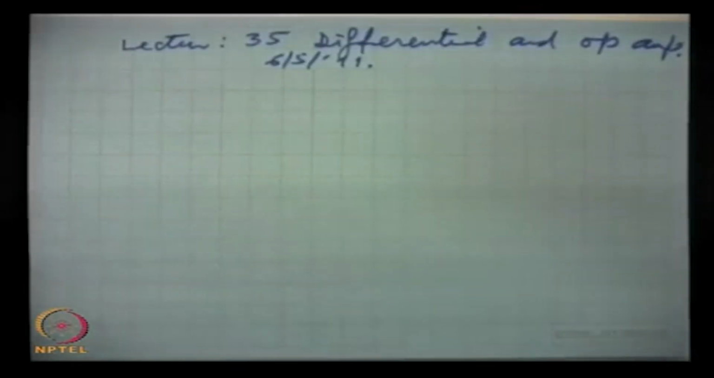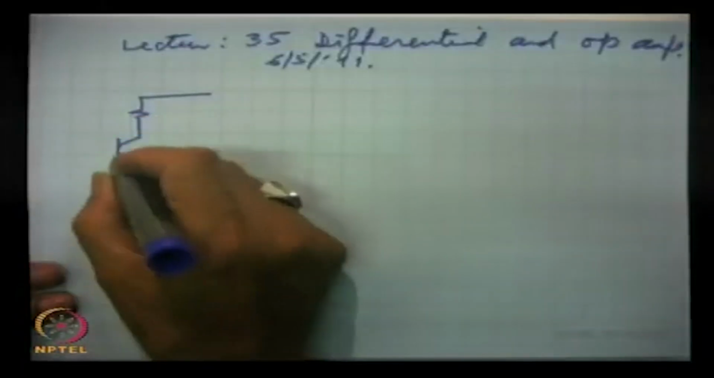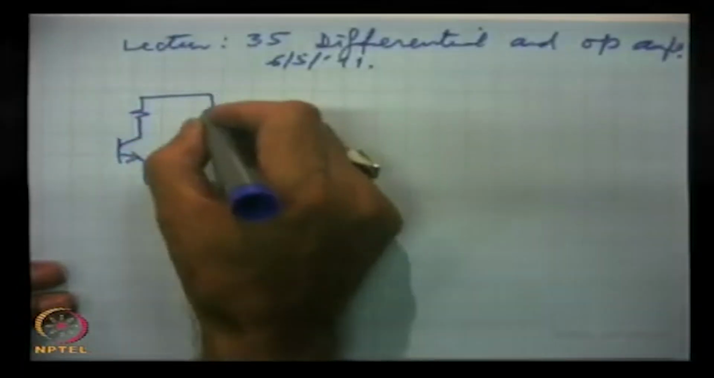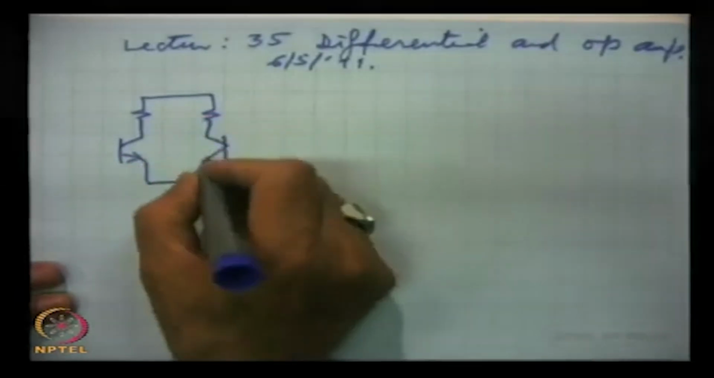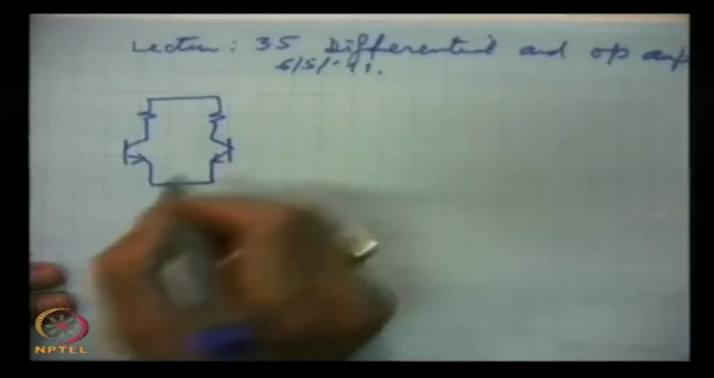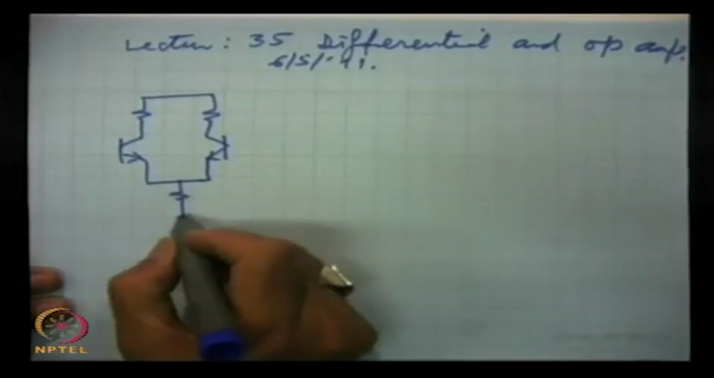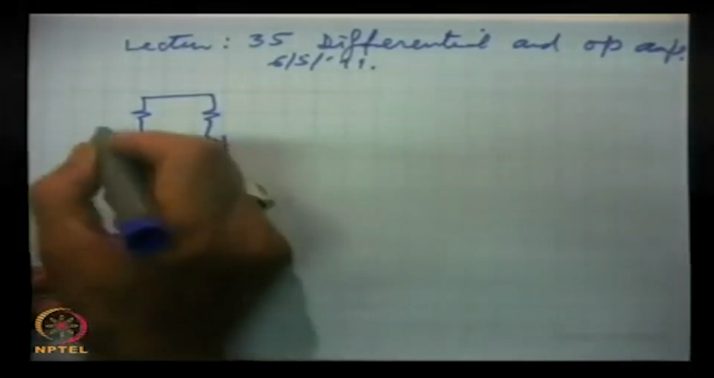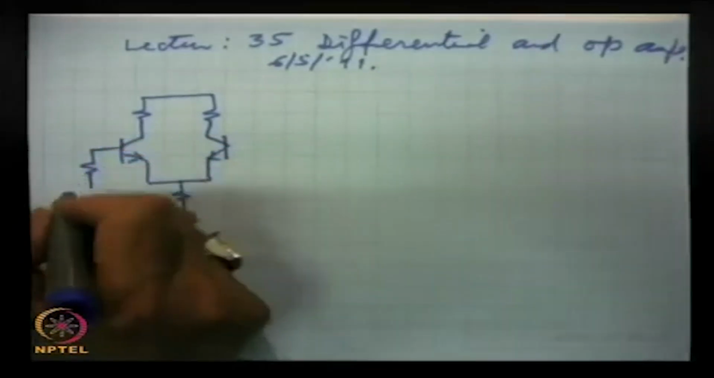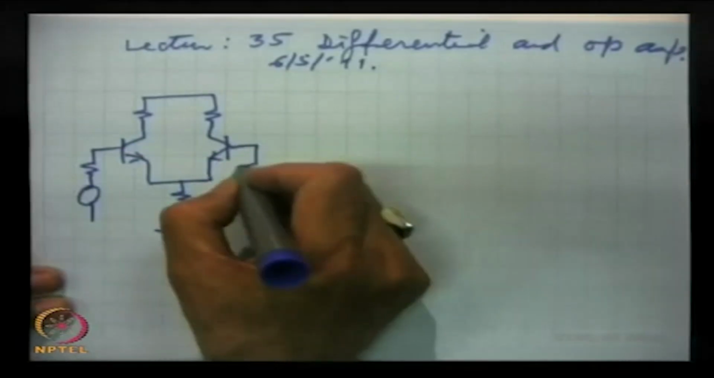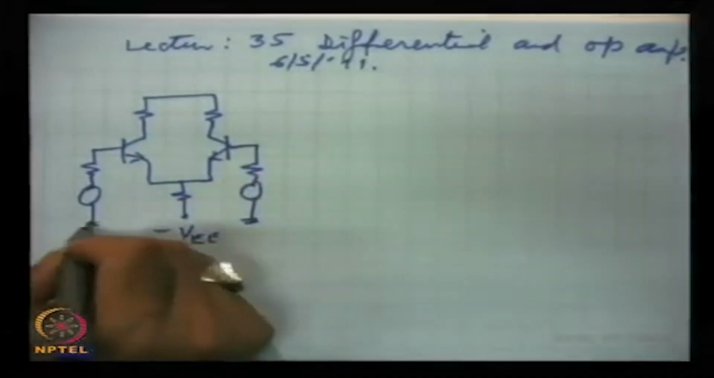Continuing our discussion on AC analysis of the differential amplifier, the basic circuit contains two transistors. We are taking BJTs, and finally we will see that this can be done even with FETs and MOSFETs. And the output is normally taken from the two collectors.